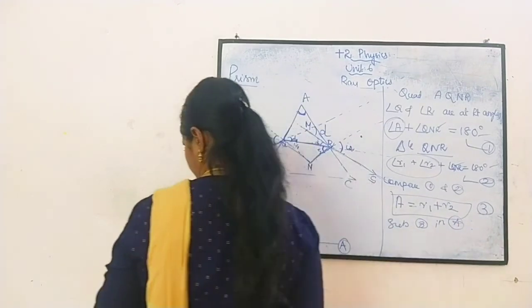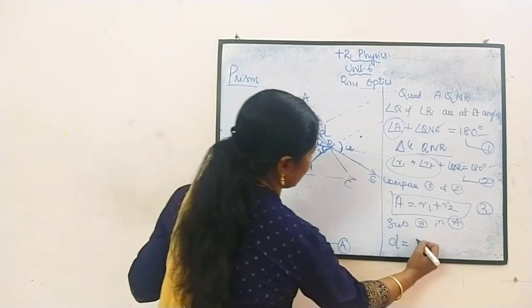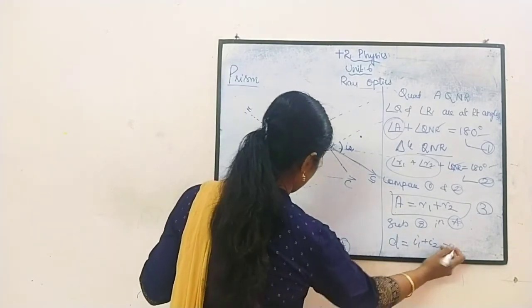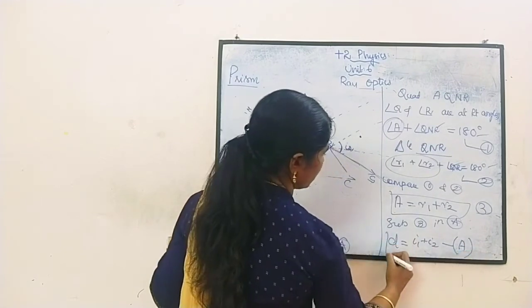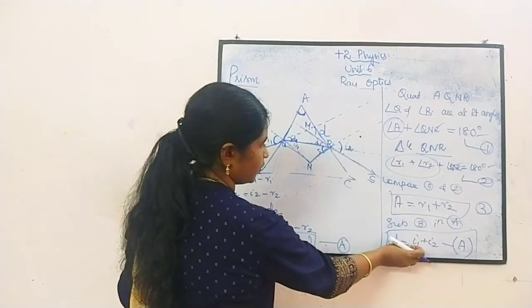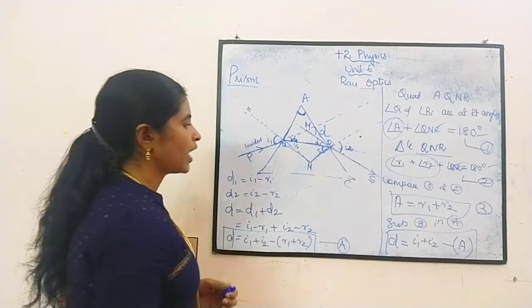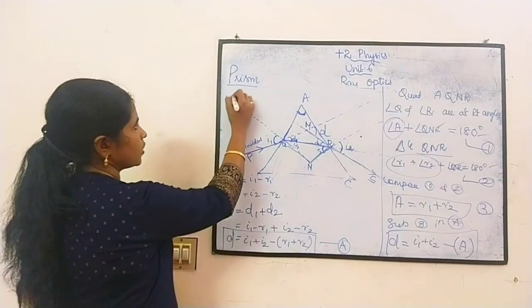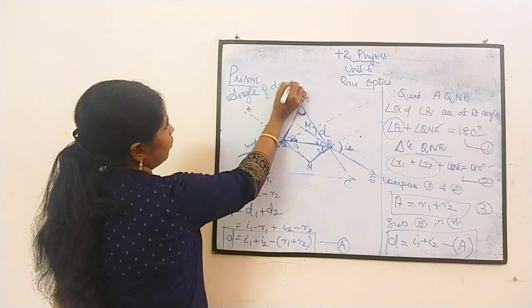Okay. So I can write it as, what is angle of deviation? Deviation is equal to I1 plus I2 minus what is R1 plus R2? It is A. Clear? So what is the angle of deviation? I1 plus I2 minus A. So this is called the angle of deviation. Okay. So what we have found out now? We have found out the angle of deviation.